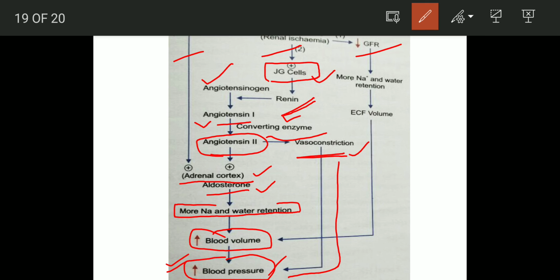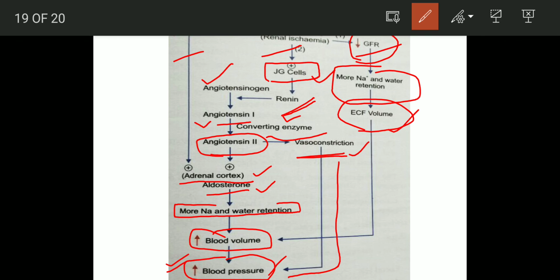Okay, the second step, this was the first step. The second step is that whenever there is a decrease in the glomerular filtration rate, this will lead to more sodium and water retention. There are basically sensors, so these sensors will cause more sodium and water retention in the body. Whenever there is more sodium, this will cause more rise in your blood volume. So your ECF volume will be increased. Once there is more sodium and more water retention, there will be more ECF volume.